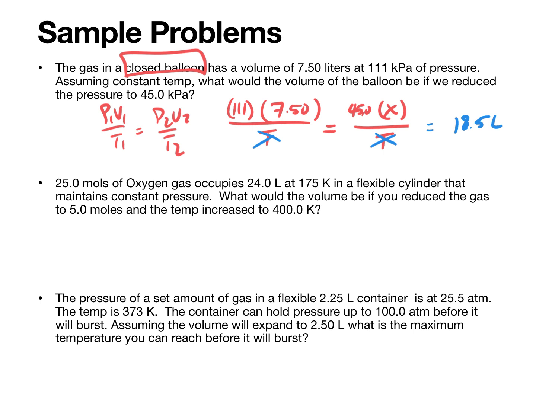So significant figures also comes into play. Since all these digits have 3 significant figures, then my answer is rounded to 3 significant figures, so my final answer is 18.5 liters. Let's read through this next one now.